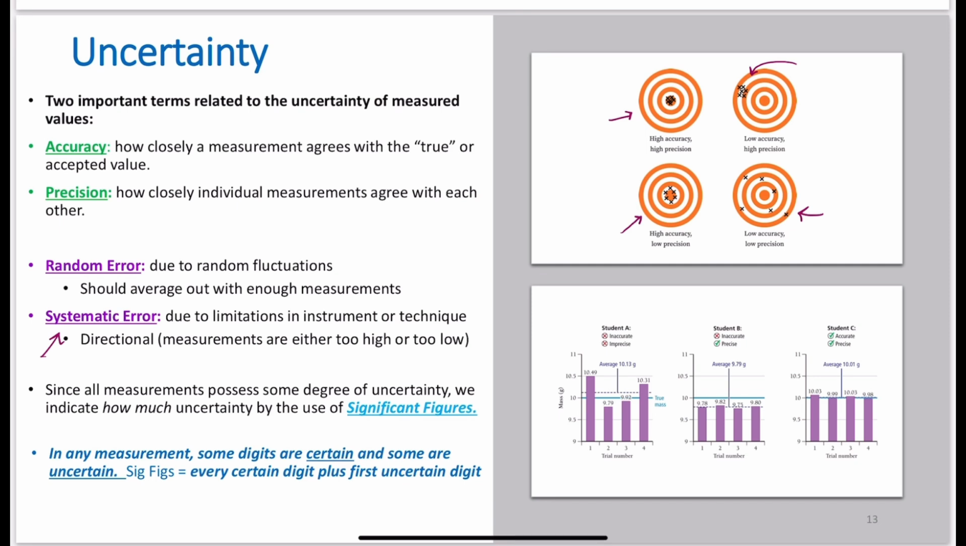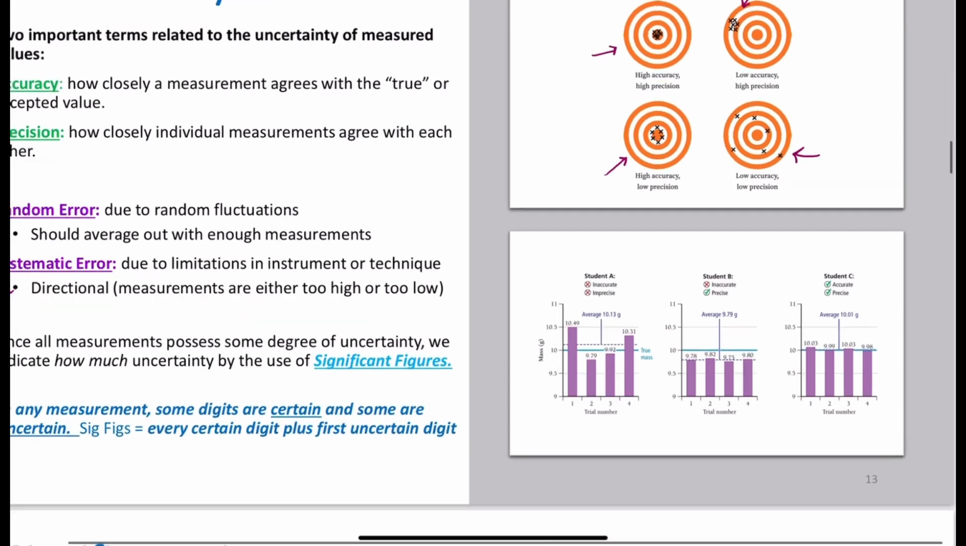Since all measurements do possess some degree of uncertainty, we indicate how much uncertainty with the use of significant figures. In any measurement, some digits are certain and some digits are uncertain. Sig figs count every certain digit plus the first uncertain digit.